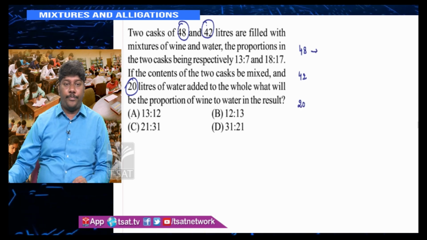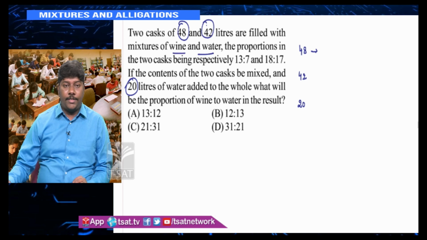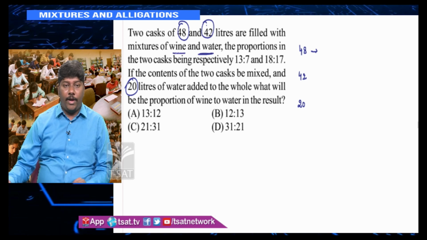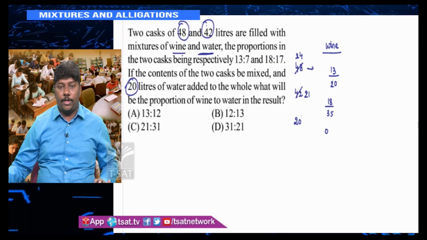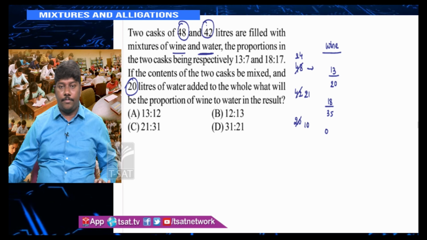Here I am considering wine and water, he says. I am preferring wine here. So, what is wine in the first one? Wine in the first one is 13 out of 20. What is wine in the second one? 18 out of 35. What is wine in the last one? It is simply 0. Can I simplify this? Yes, you can simplify. 4 12s are 4, 2 24s are 2, 21s are 2, 10s are.